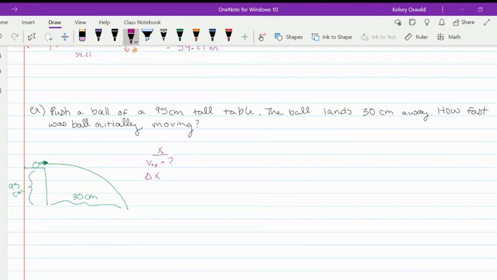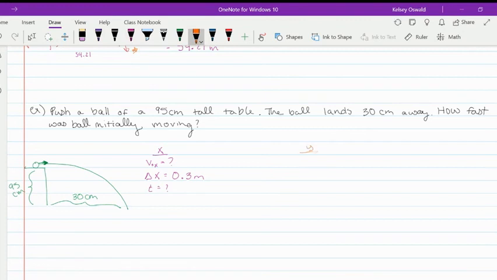And we know that's 30 centimeters, but remember, we always put it in meters. That's going to end up being 0.3 meters. So make sure you always convert centimeters to meters first. Okay, so we know our range here is 0.3 meters. And we do not yet know how long the ball is in the air for either.